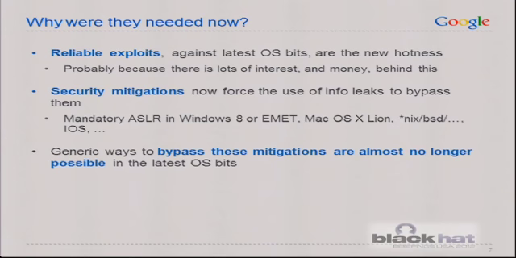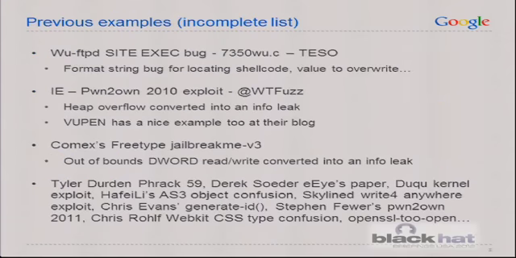And those generic ways that we were using back in the days, such as the .NET trick from Alexander Sotirov, or .NET 2.0 on IE, or JIT spraying from Dion, are all gone. There could be some generic ways, but I don't want to talk about that here until they are probably fixed. And here is a list of previously used info leaks and exploits.